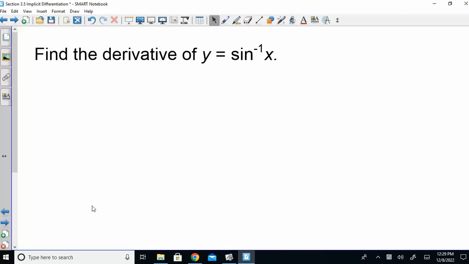Okay, so this -1 doesn't mean sine to the -1 power, it means inverse sine. So we kind of need to change things around first. You remember from trig, if you want to get rid of sine inverse, you just move the sine to the other side. So this means sine of y equals x.